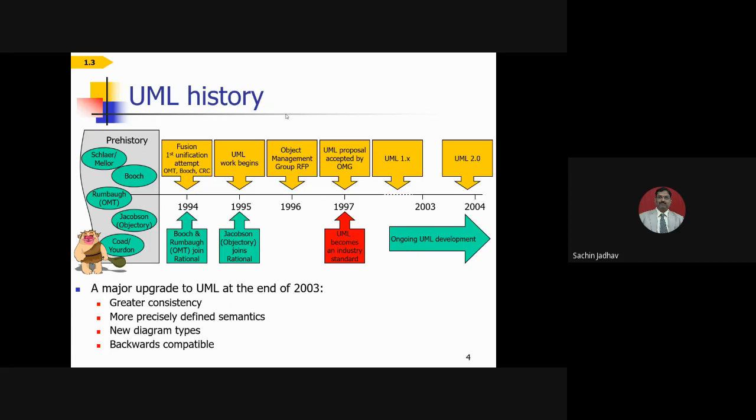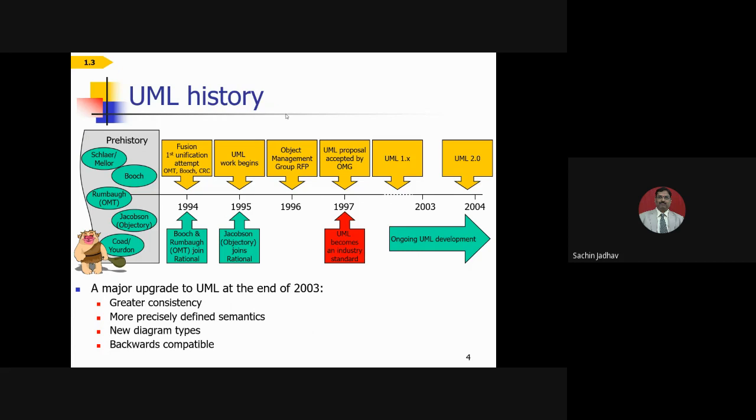Starting from the use case diagram, class diagram, activity diagram, sequence diagram, collaboration diagram, communication diagram, object diagram, package diagram, component diagram, deployment diagram, and timing diagram, these different kinds of diagrams were added one by one through versions 1.x to UML 2.0. We will discuss the diagram details and concepts later. A major upgrade to UML took place at the end of 2003, which provides, first of all, consistency in the model elements.